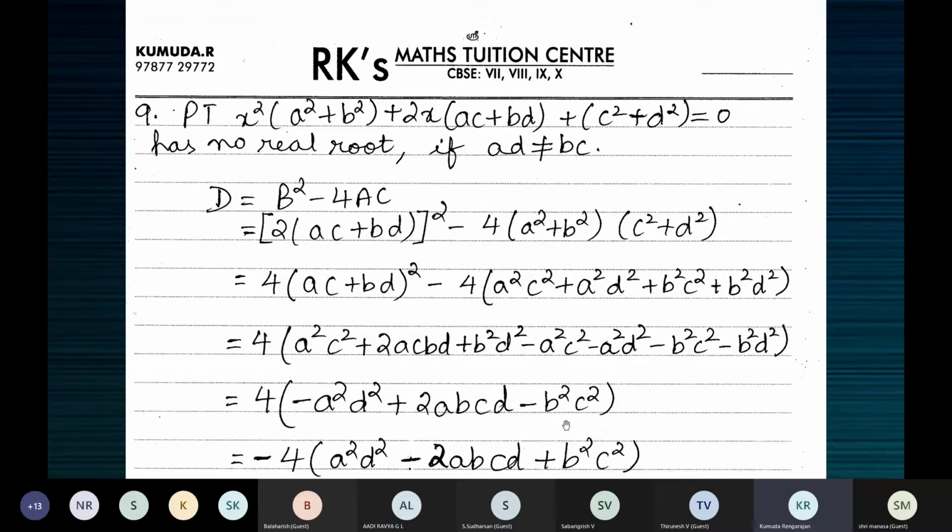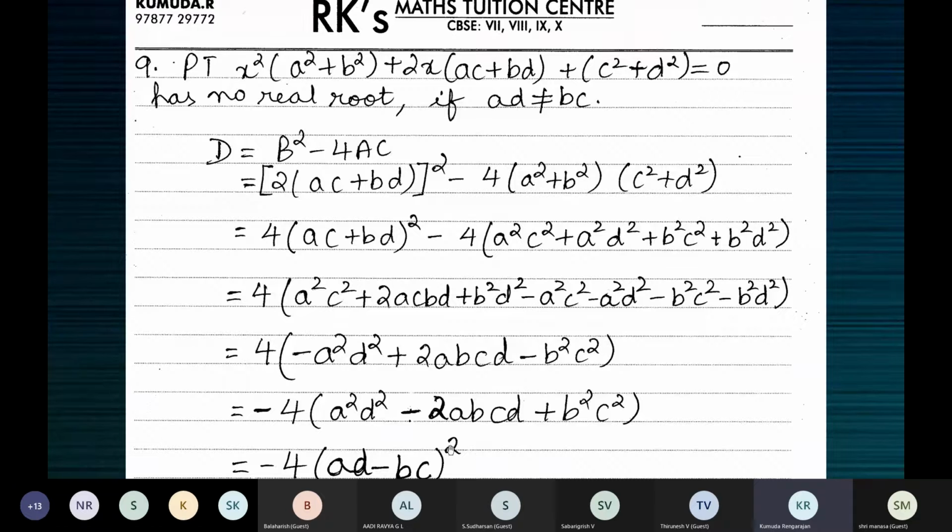But here this is negative, this is also negative. So let's take out minus common. So we have minus 4, and you understand all this. We have taken a minus outside, so every term here will be written with its opposite sign. So minus becomes plus, plus becomes minus, minus becomes plus. Now this expression is a perfect square, which can be written as AD minus BC, the whole square. Minus 4, AD minus BC, the whole square.